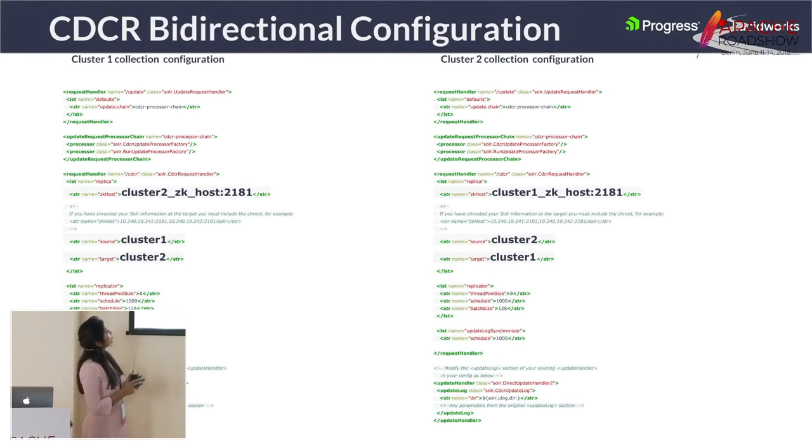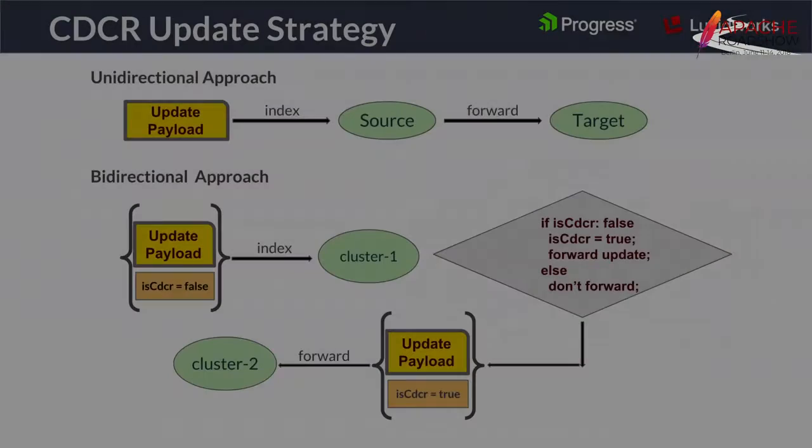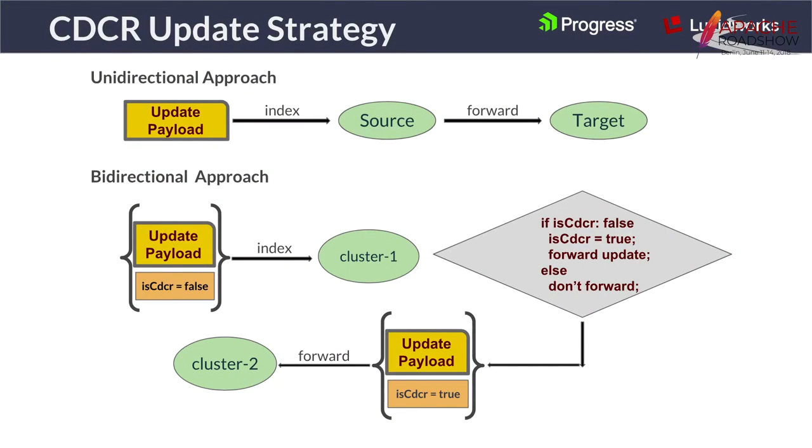If you look at the configurations, in the cluster 1 collection configuration, the zookeeper is pointing to cluster 2, and in the cluster 2 configuration, the zookeeper is pointing to cluster 1. Also, the target attribute for cluster 1 is pointing to cluster 2, and the target attribute for cluster 2 is pointing to cluster 1 similarly. So this is how the unidirectional approach of CDCR was enhanced into the bidirectional approach.